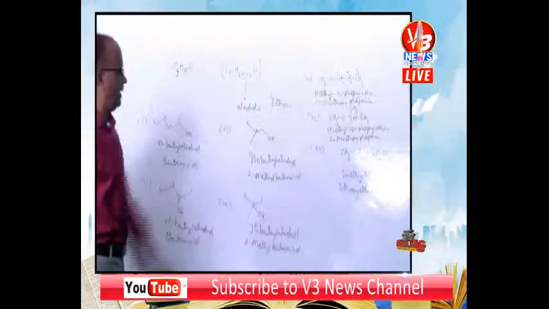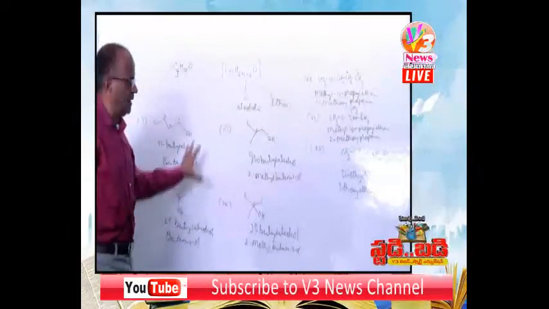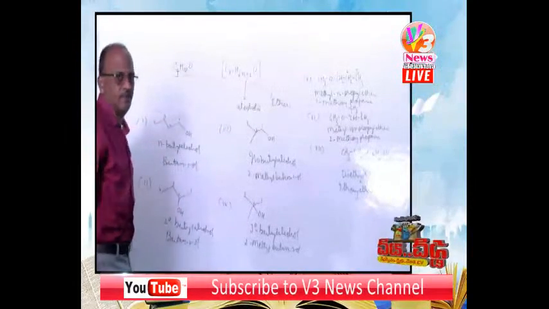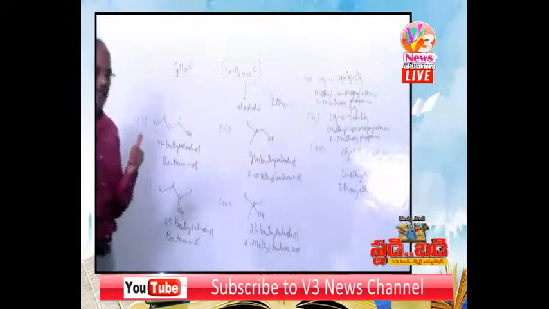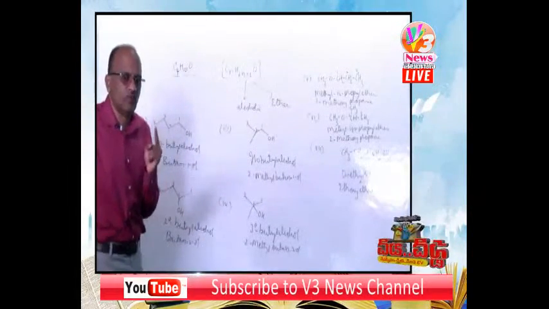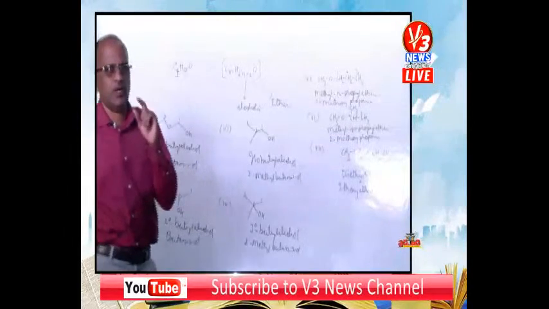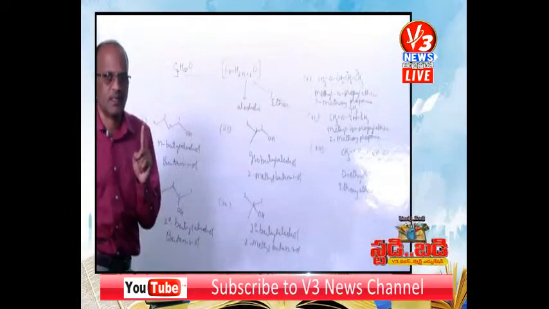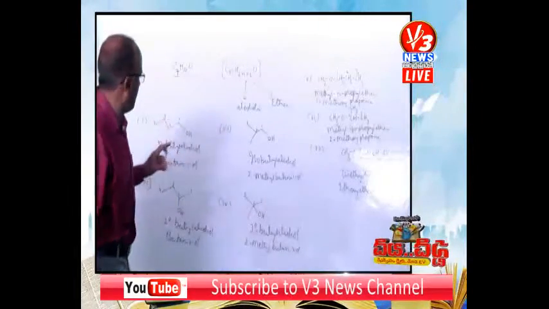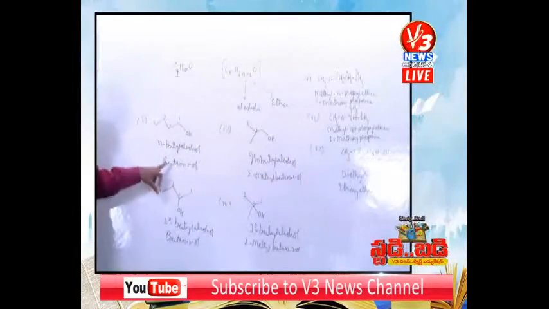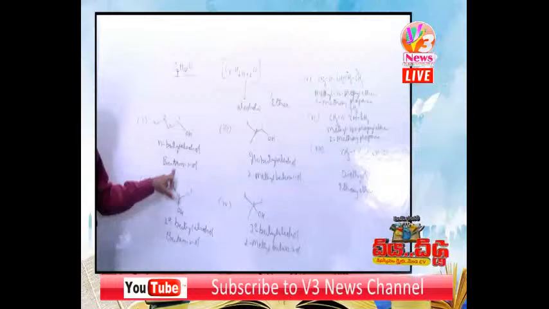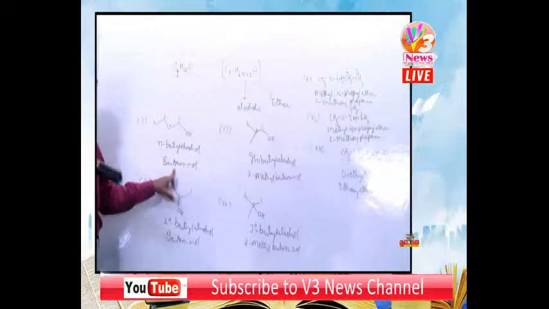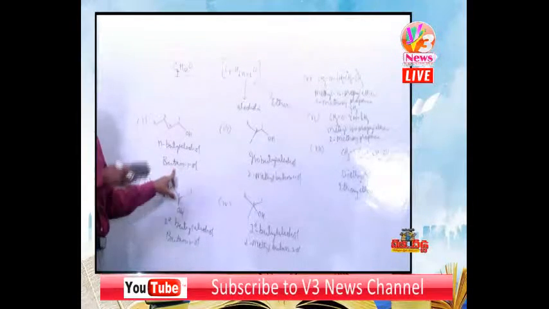Then we will see what is the relation between different structures. Already I told you, in chain isomers the root word will be different, whereas in positional isomers the root word is the same. Now, if you take this one, always look at IUPAC names to find out what is the isomerism between two given compounds.